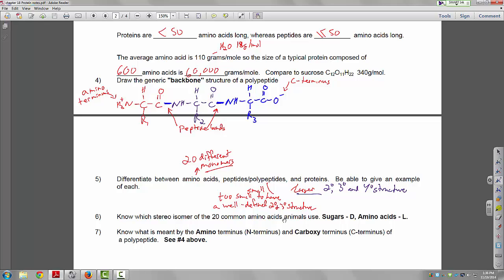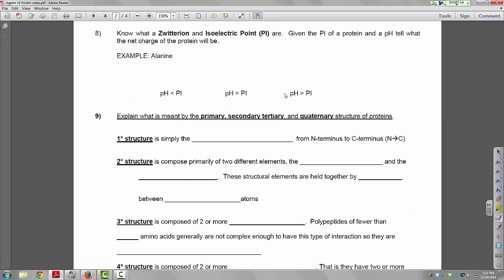Know which stereoisomer of the 20 amino acids are used. Sugars are D, amino acids L. I mentioned that above. Okay. Know what is meant by amino terminus, or the N terminus, or N end, carboxy terminus, or C terminus. Remember, in a single amino acid, of course, you've got an amino end and an acid end, but when you string this together, in one polypeptide chain, you're going to have one amino end and one carboxy end. Know what a zwitterion is, an isoelectric point.